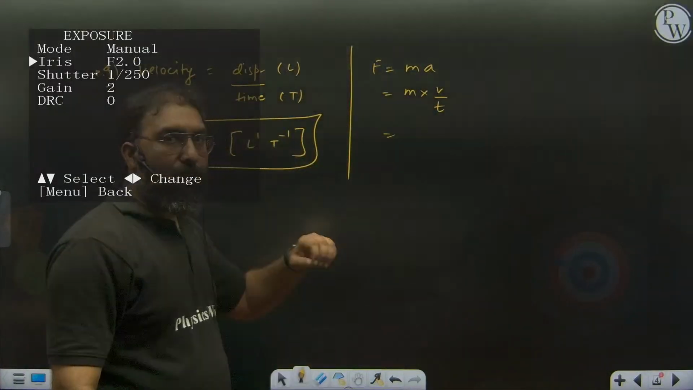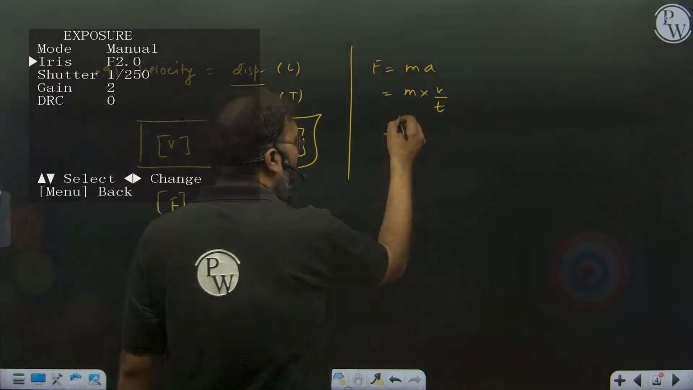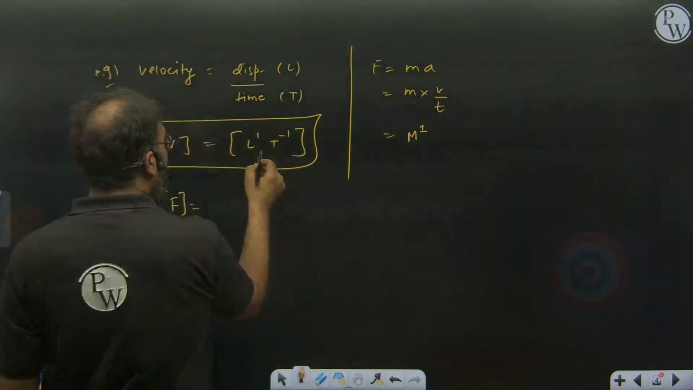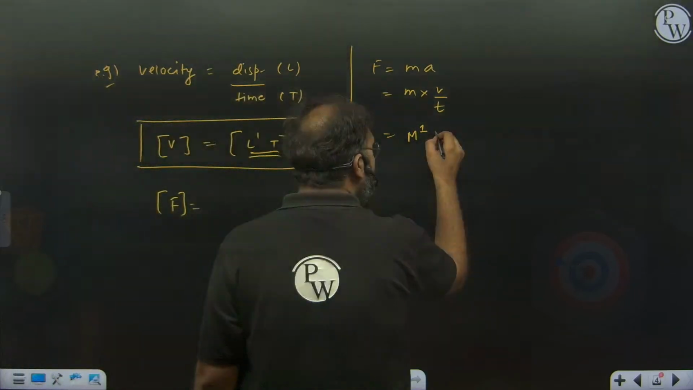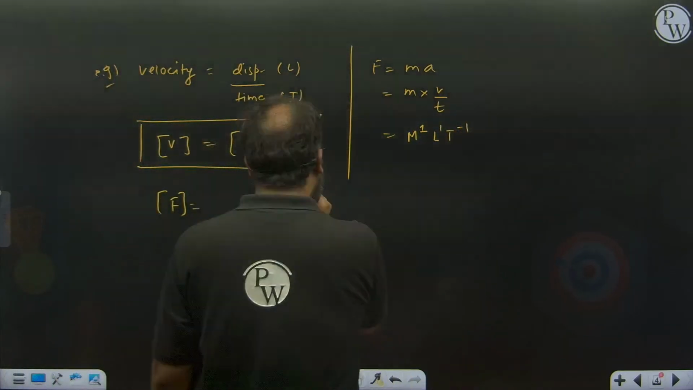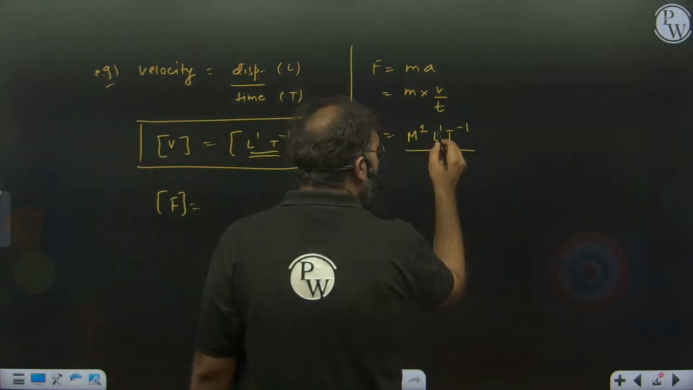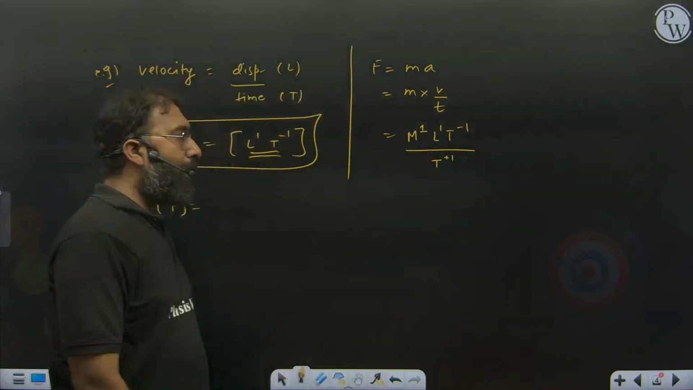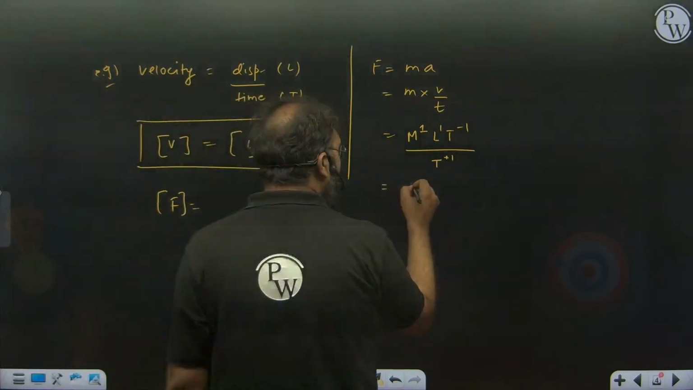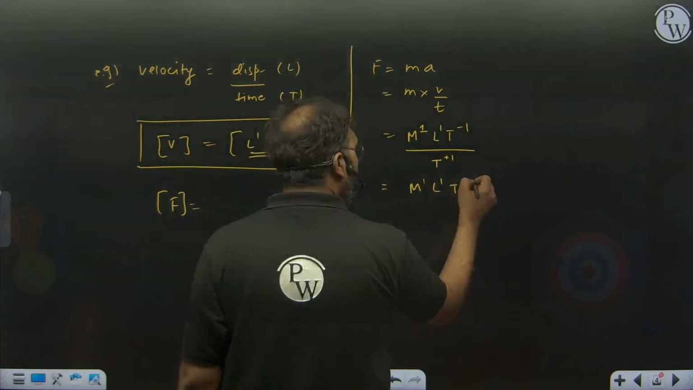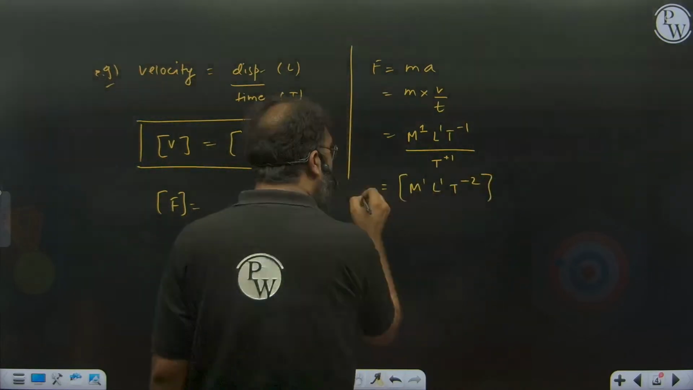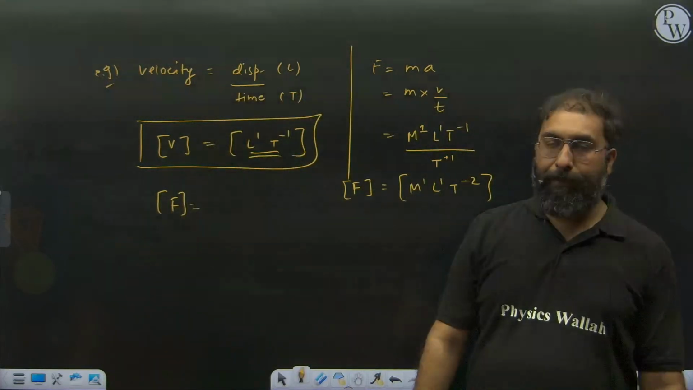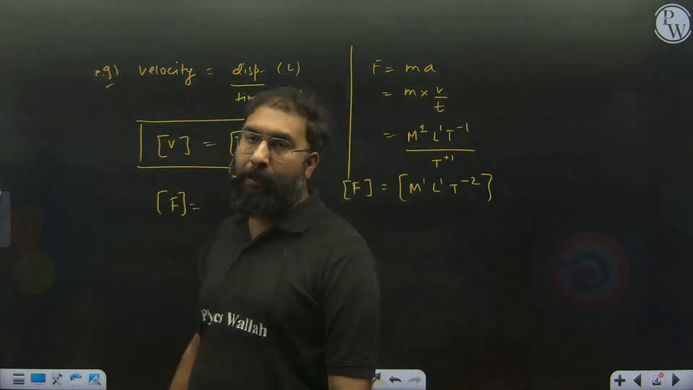I'll put the dimension for each of these physical quantities. For mass it is M power 1. Velocity I have written as L T minus 1. So this is L1 T minus 1. And then we have in the denominator T, so T plus 1 in the dimension. So ultimately I am getting M1, L1 and T minus 2. So this is the dimension formula for the force. You can take up any example. Again, I am telling you the fundamental is going to remain the same.